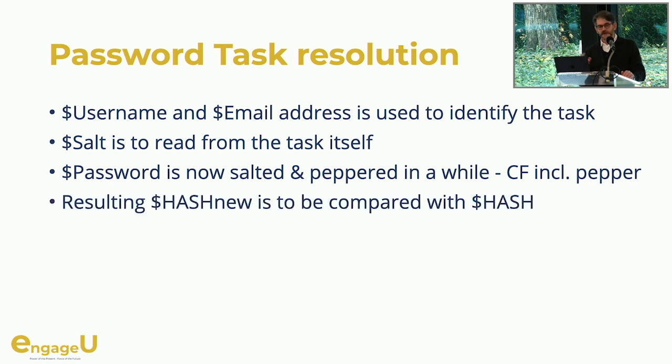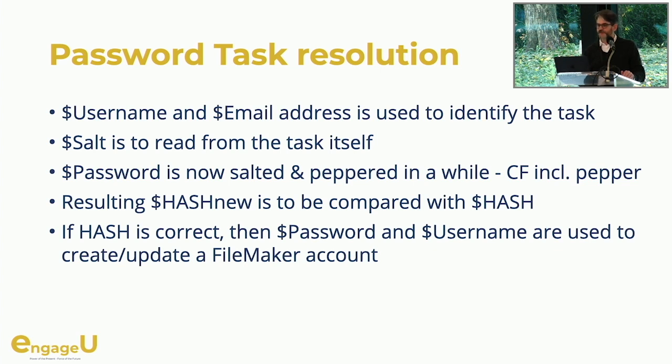Then we read the salt from the task. We read the password, no, we read the password from the input, because they've inputted it in the dialog, and we still have it in a variable. And now we can salt and pepper it in a custom function that knows the amount of loops and the pepper. So that custom function is the key, and we have only transmitted hashes. And if the resulting hash of our salting and peppering matches the hash in the task, then the password needs to have been correct.